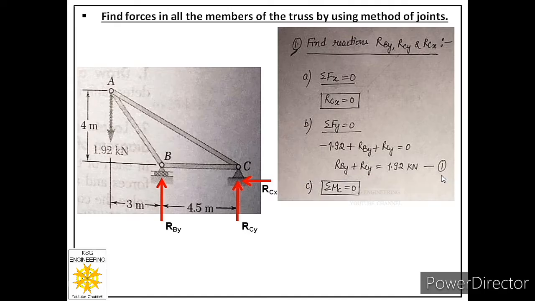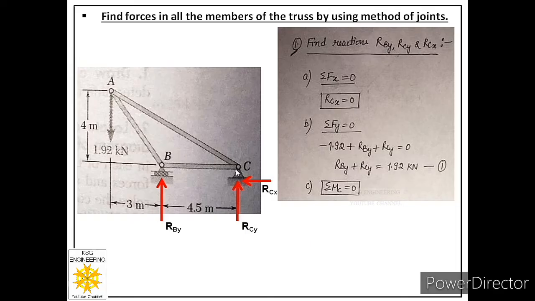Now let's move to the next equation of equilibrium, that is summation M is equal to 0. And we know we consider that point as a moment center at which maximum forces are acting. So at joint C, two forces are acting, so let us consider joint C as a moment center. So if we are considering joint C as a moment center, it means we will get rid of these two forces directly and we will be left with only RBY and 1.92 kilonewton. So we have to just observe the moments because of these two forces about joint C.